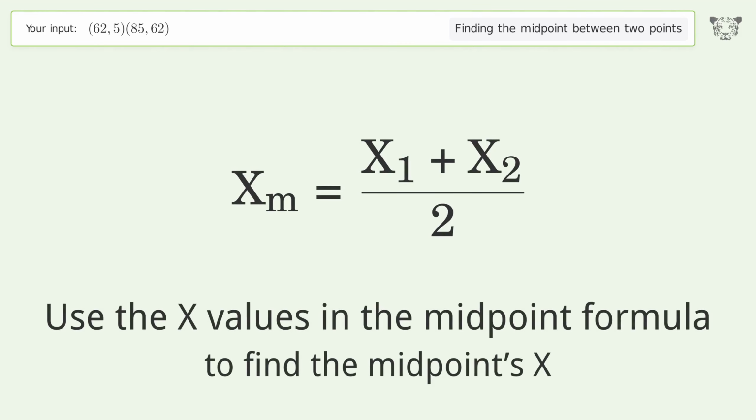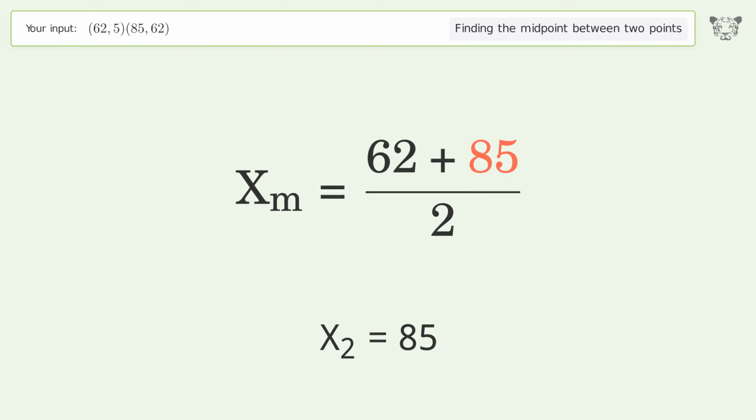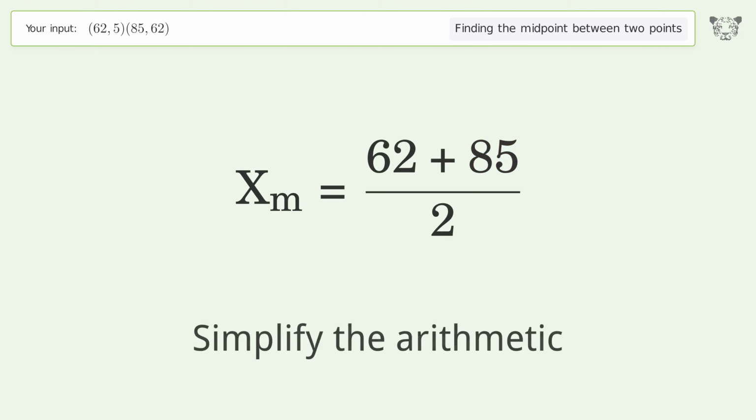Use the x values in the midpoint formula to find the midpoint's x. x1 equals 62. x2 equals 85. Simplify the arithmetic.